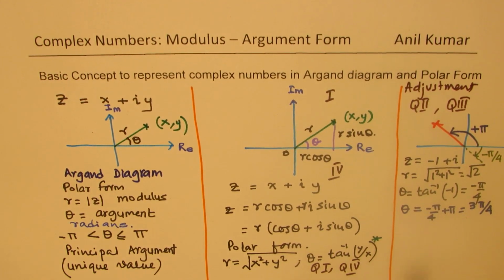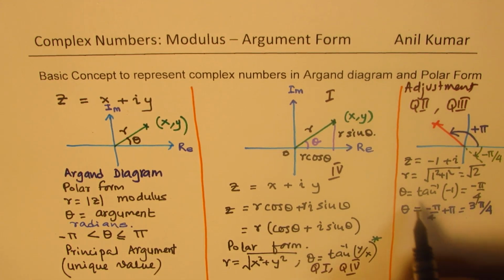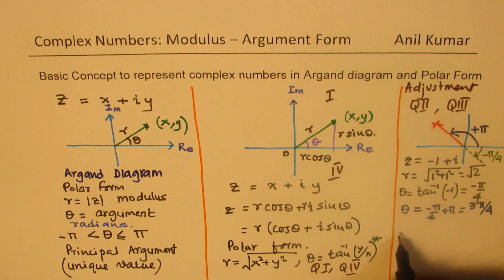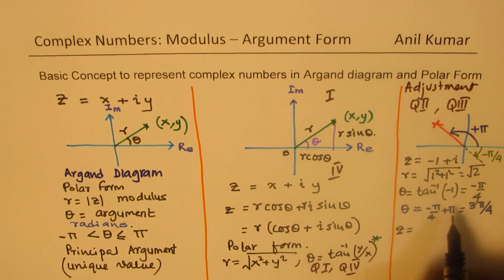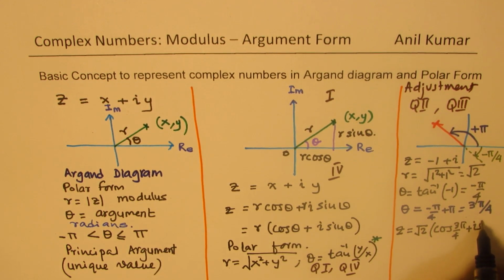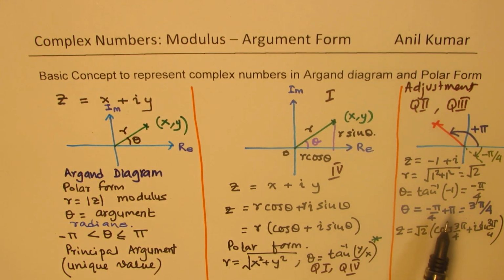Correct? And with that correction in mind, you get your complex number z as magnitude square root 2, cos of 3 pi by 4 plus i sine of 3 pi by 4. Is that correct? So the adjustment has to be made. So I hope this concept is clear.